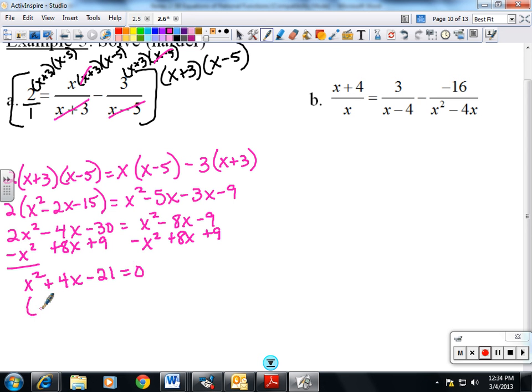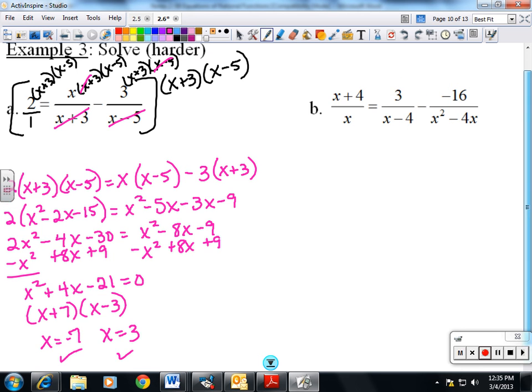I factor it: x plus 7, x minus 3. So I get negative 7 and 3. I check to make sure that's not one of the answers I cannot have. I cannot have negative 3 or 5. Well, neither one of these is negative 3 or 5, so they're both going to work.